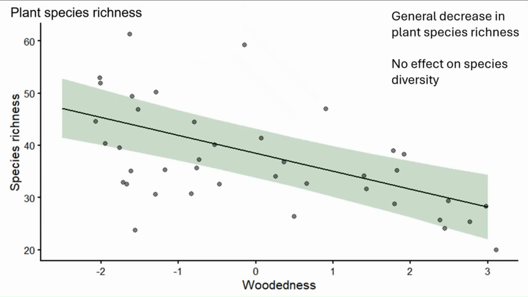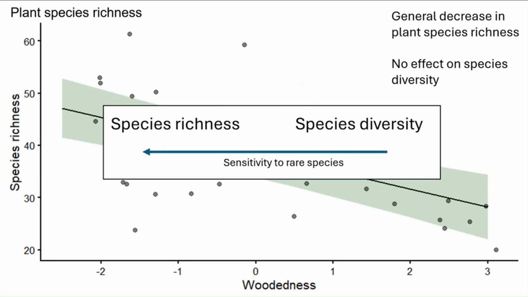I did also look at species diversity as well. There was no effect of woodedness on diversity. So this negative line that we've got here wasn't the case for diversity. And I think the reason for that is due to how those different indices treat the rare species in the community, the less abundant species.